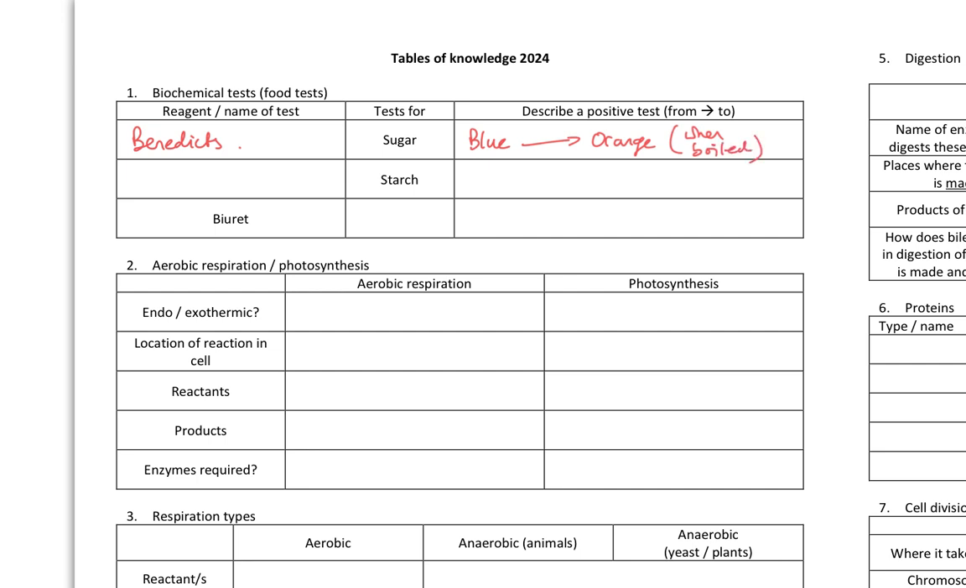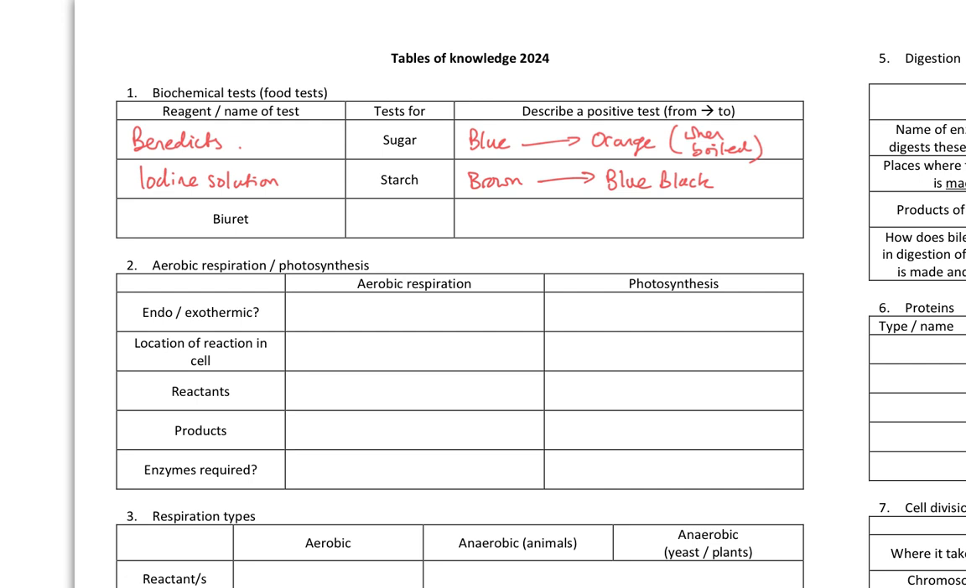On that one, starch, it's the iodine solution, or potassium iodide you could put. And this turns from, well, iodine is like a browny colour, and it looks black, but it's called blue black. It's so blue, it looks black.